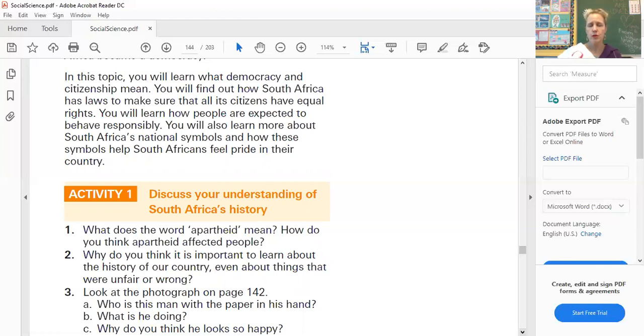You will also learn more about South Africa's national symbols and how these symbols help South Africans feel pride in their country. When you look at this flag, you just feel, oh, I love my country, right? I love South Africa. I was born here. I will die here. Don't even talk about going anywhere else. Princess Mel is staying right here in this beautiful country that God created for us. Put me here like a little seed. I'm growing here, and that's where I will wither and die. Okay, but that sounds very morbid.